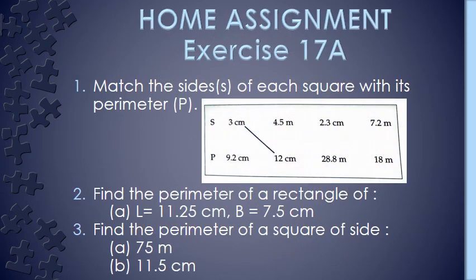Now children, I hope you have understood very well how to find out the perimeter of a square as well as of a rectangle and what we mean by the perimeter of a closed figure. So now let's come to the home assignment. You have to do question number 1, question number 2 and question number 3 of exercise 17A in your maths homework notebook in very neat and clean handwriting. And this way we come to the end of the video lesson.